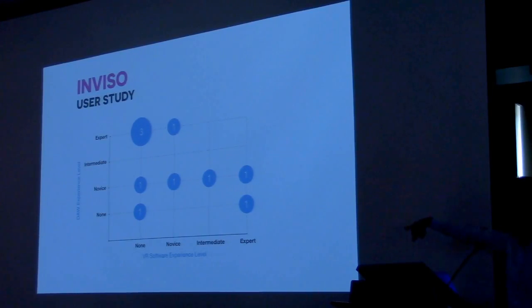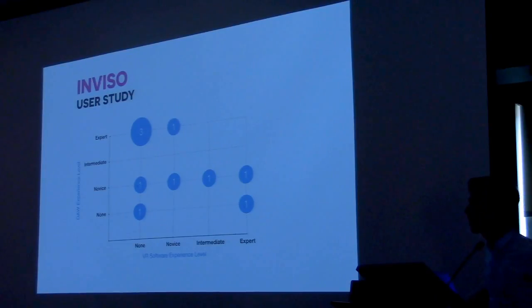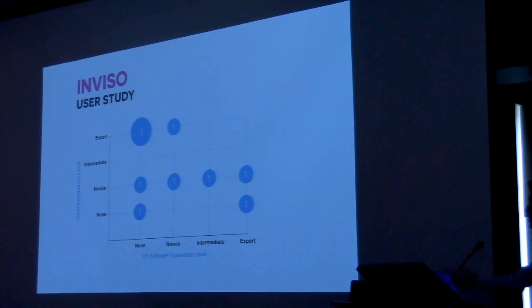So here you can see on the y-axis we have the level of expertise with digital audio workstations, like Ableton that I showed in my first slide, so like music production software. And on the x-axis we have VR authoring tool experience level, like in Unity. So we've had, for instance, 3 people who are experts with digital audio workstations but have no experience with VR authoring tools, and so on and so forth.